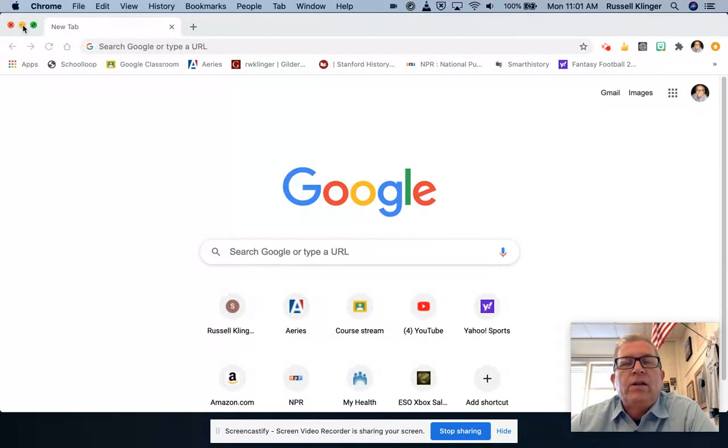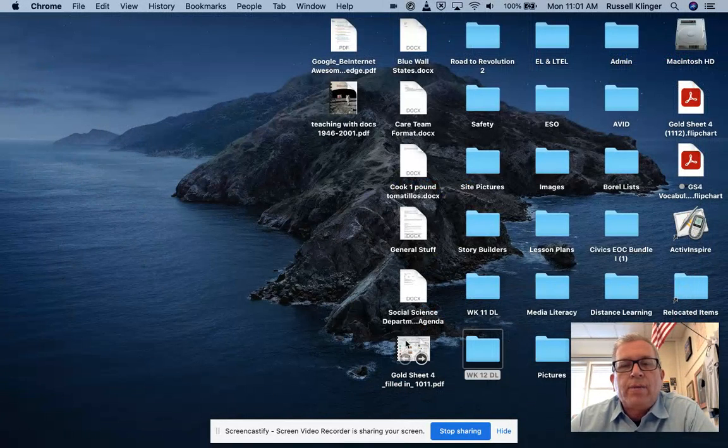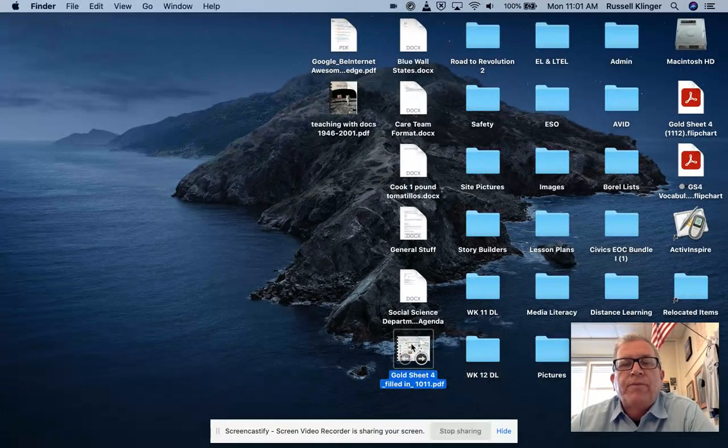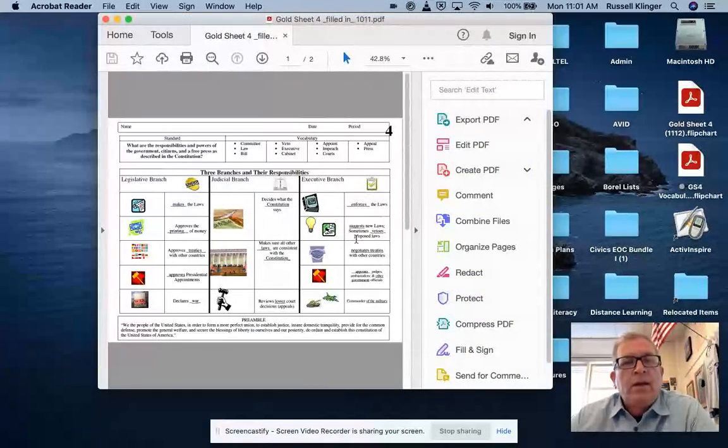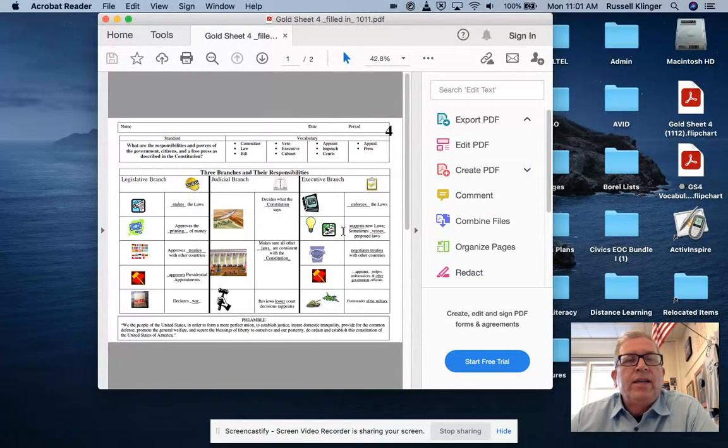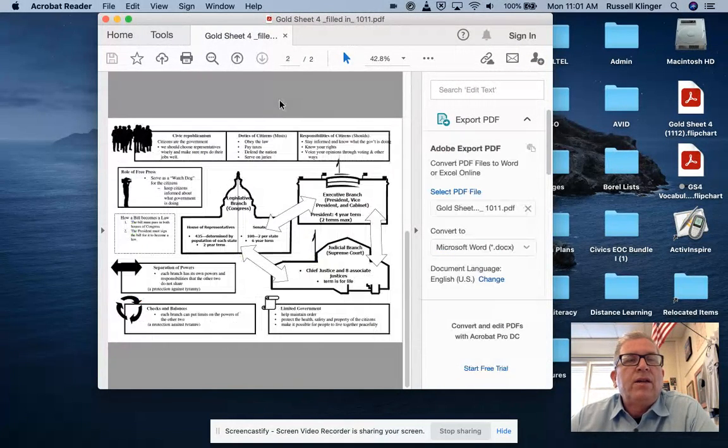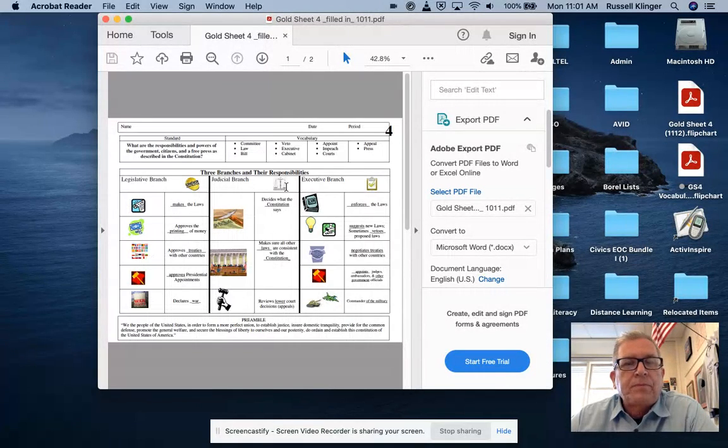If you're looking to see what document we're going to be using for our notes, we're going to be using the Gold Sheet 4 notes. And those notes look like this. They are posted in this week's content, I guess you could say, or material. So there's two sides to it.